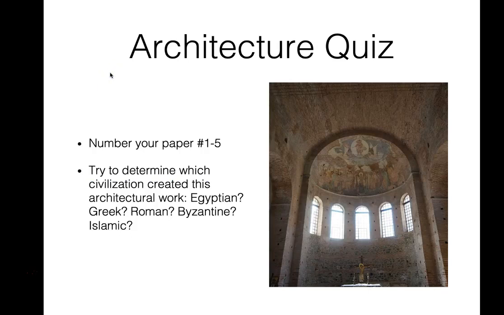Okay, you guys are not going to take the architecture quiz, obviously, because we're not together. But if we were, I would have paused here and kind of talked to you guys a little bit, reviewed your architecture. So I'm just going to walk you through it here. If you want to play along, go ahead, number your paper 1 to 5, and try to determine which civilization created the architectural work. And we're going to limit ourselves with Egyptian, going forward through Greek, Roman, Byzantine, and Islamic.